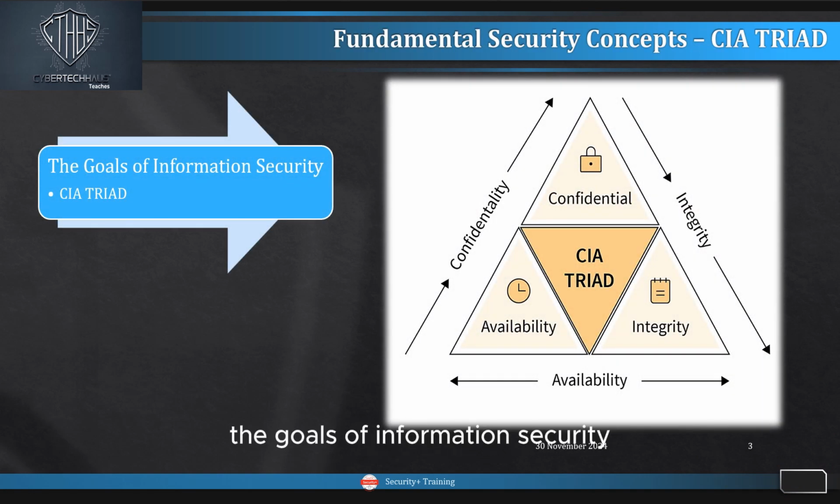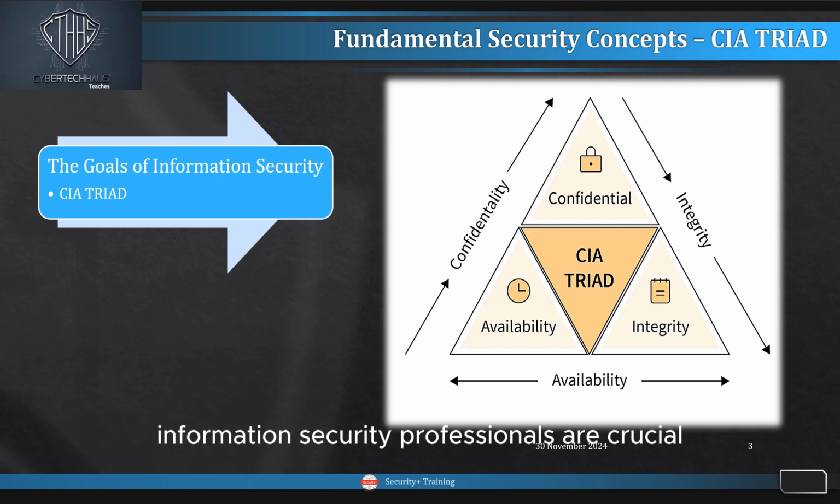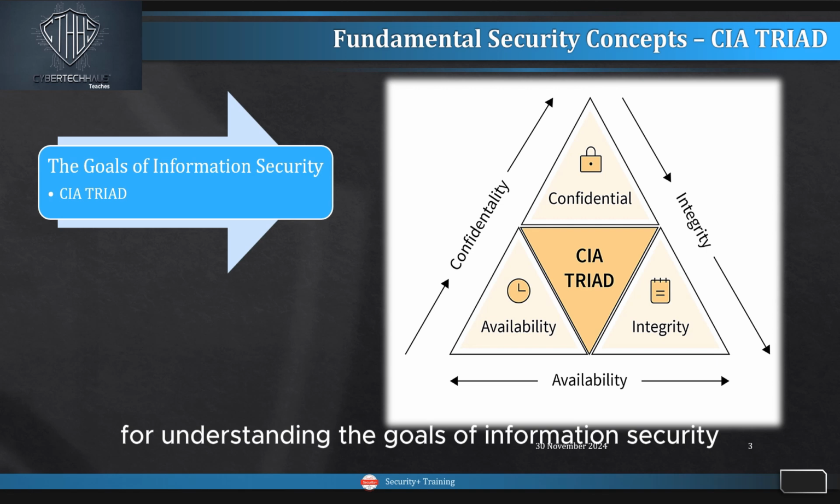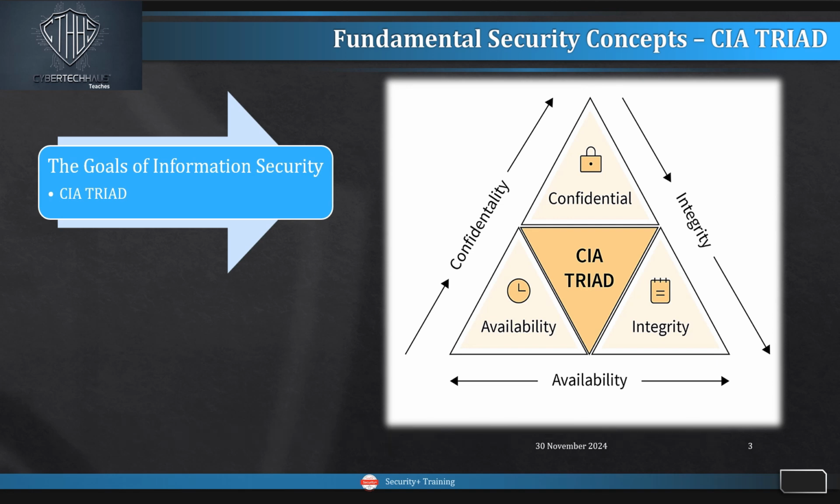The goals of information security. Information security professionals are crucial in protecting the information and systems that are often an organization's most valuable assets. One common framework for understanding the goals of information security is the CIA Triad, which stands for confidentiality, integrity, and availability. These three functions are central to the role of information security in an enterprise.